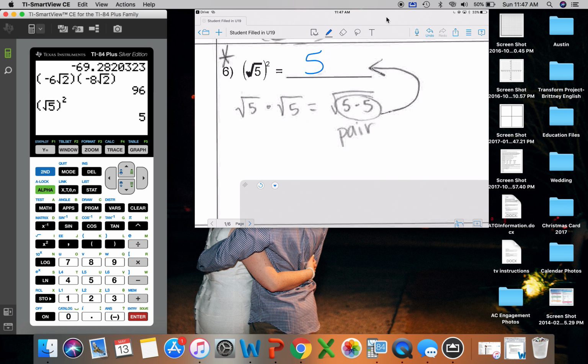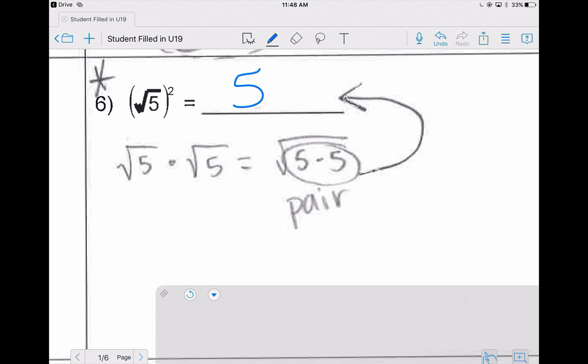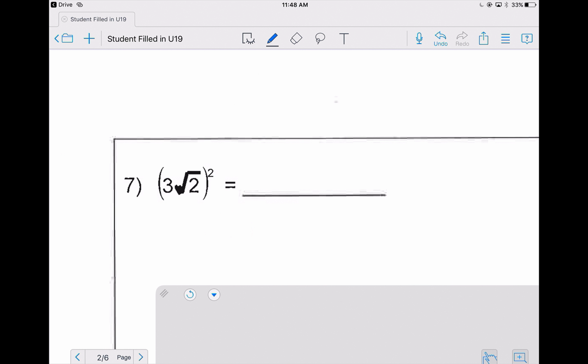Now remember, to get out of the square root, you need a pair, and I have a pair of 5s. So anytime you have the square root of something squared, it will cancel or get rid of the squared. Squared and square roots get rid of each other.